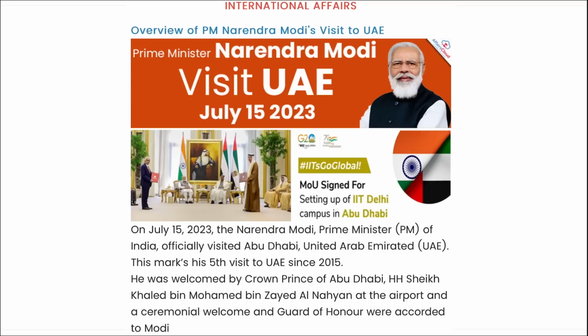Moving on, here you can see Prime Minister Narendra Modi visited Abu Dhabi, UAE, and this will be his fifth visit to UAE since 2015. He was welcomed by Crown Prince of Abu Dhabi, HH Sheikh Khalid bin Mohammed bin Zayed Al Nahyan, and it was a grand honor for him and he was welcomed by them. Correct.